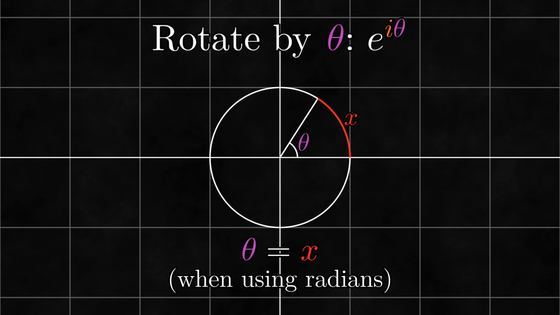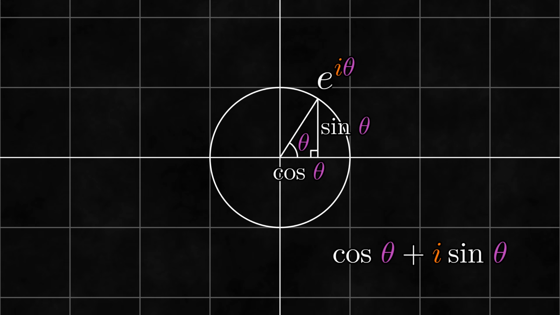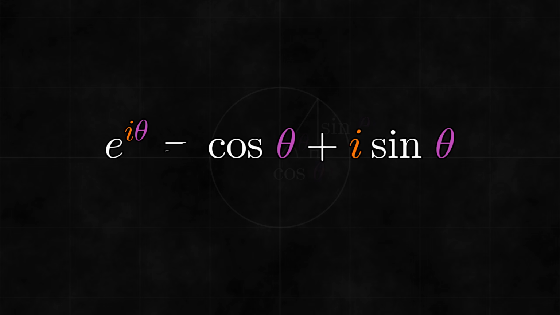But there may be one thing nagging at you. How in the world do we actually calculate a complex exponential like this? Well, we know that e to the i theta is the point on the unit circle at an angle of theta in the complex plane. From trigonometry, the x-coordinate of this point is the cosine of theta, and the y-coordinate is the sine of theta. So in the complex plane, this point is just the cosine of theta plus i times the sine of theta. Thus, we get the formula e to the i theta equals cosine theta plus i sine theta.